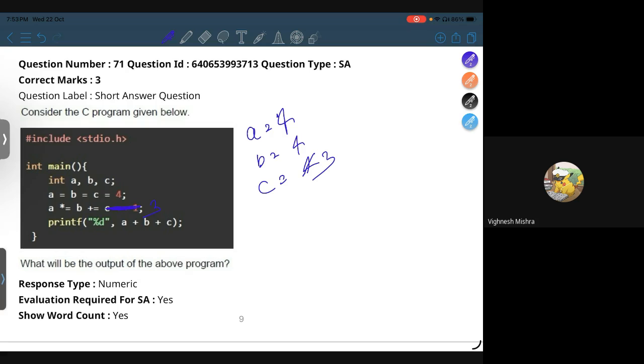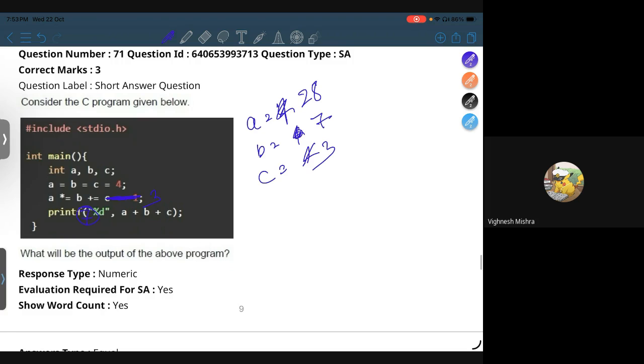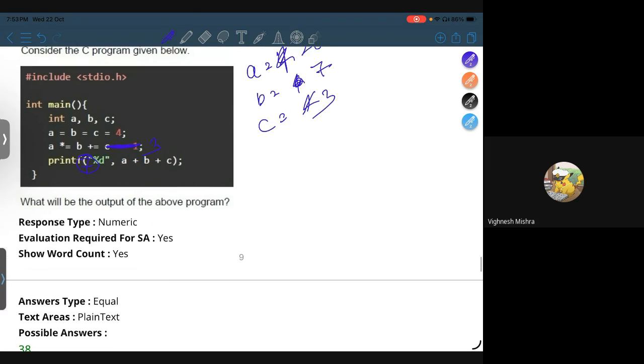C is 3 here. Now B plus equal to 3, so this is 7. So B is 7, and A is multiplied by 7. This is 28. 28, 38. Yeah, A plus B plus C, 38.